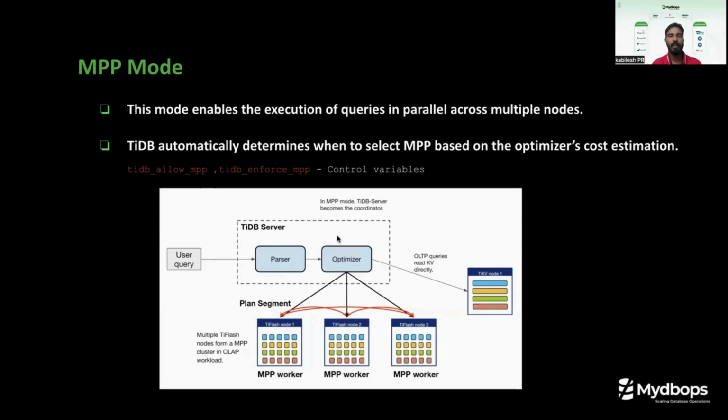Okay, so this is the block diagram. So when MPP is enabled, this is enabled by default, and you have two controlling variables, that is tidb_allow_mpp. That means you can switch it off or switch it on. By default, it is on. And tidb_enforce_mpp. This is by default off. That means enforcing is compelling it to use MPP all the time. But if it is off, the optimizer will take the decision. And this is how with MPP, your TiDB will act as a coordinator to get all the results from all the TiFlash nodes and give it back to your client.